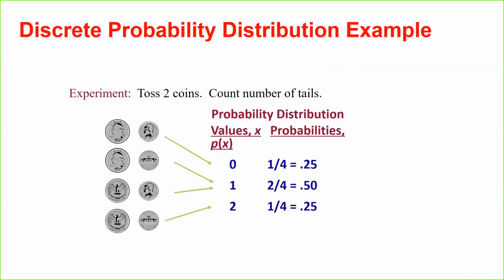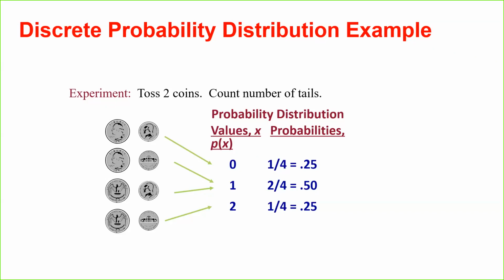So we'll see another example of a discrete probability distribution. Here is an example of tossing two coins, with the random variable indicating the number of tails. What are the possible values for the random variable? The number of tails can be 0, it can be 1, it can be 2. Three possibilities only, right?